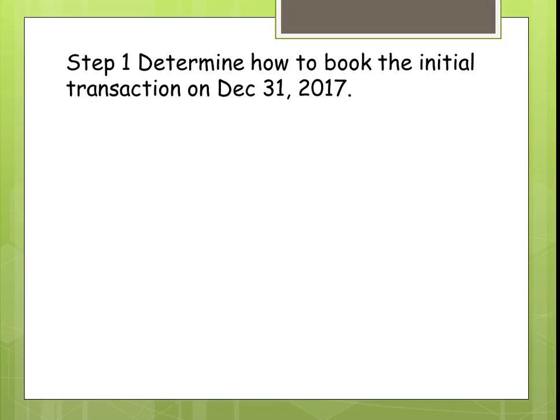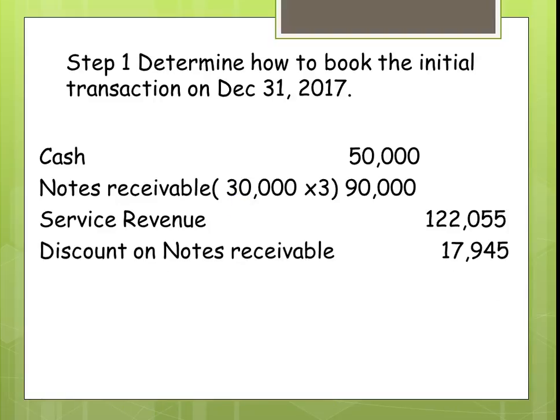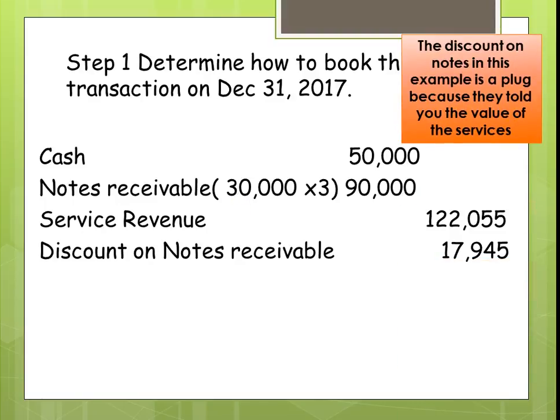So to determine the initial transaction on December 31st, we receive cash of $50,000. We have notes receivable of $90,000. We have service revenue of $122,055. And we have a discount on notes receivable, which is $17,945, which is really interest revenue. The discount on notes in this example is a plug because they already told us the value of the services.